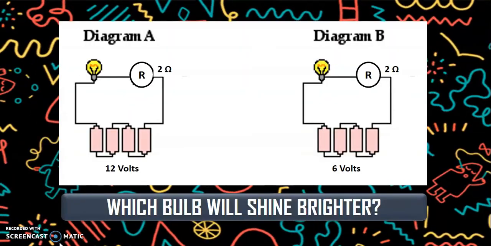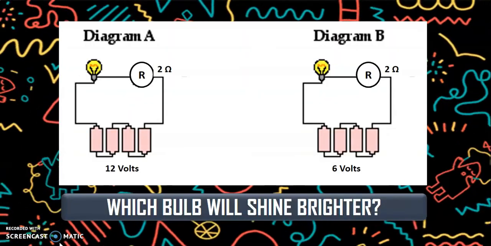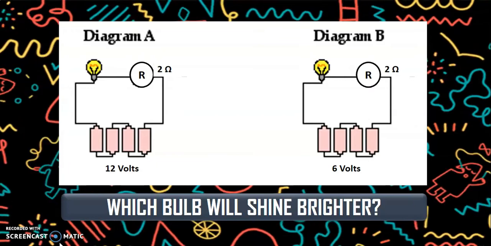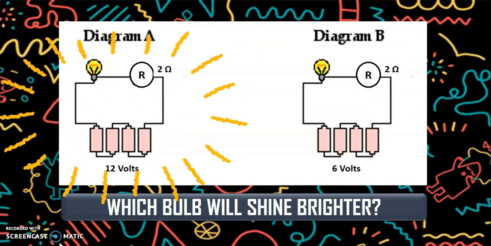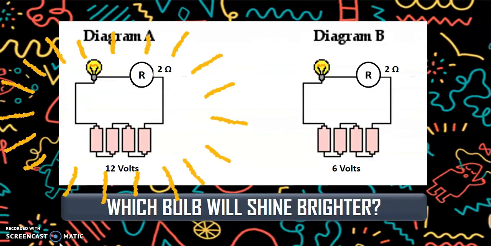The two electric circuits here have the same amount of resistance. However, they have different voltages. If this is the case, which bulb will shine brighter? The answer is bulb A, because in circuit A, the voltage is higher as compared to circuit B, and when the voltage is high, the current is also high.